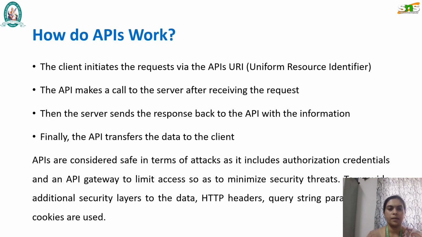Next, how an API works. A client initiates the request via an API URI. URI is Uniform Resource Identifier. An API makes a call to the server after receiving the request. Then the server sends the response back to the API with the information. Finally, the API transfers the data to the client.